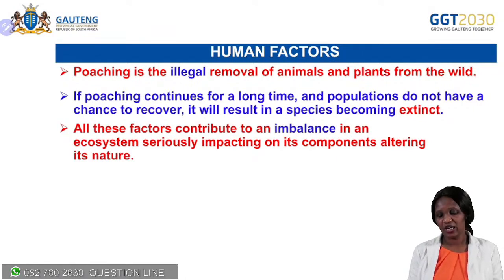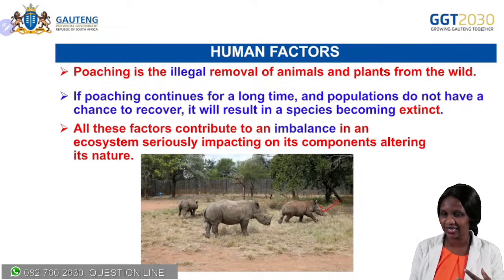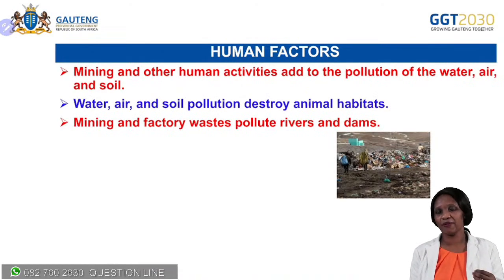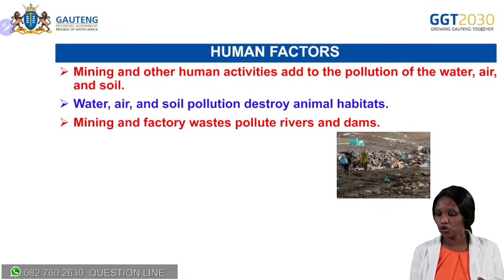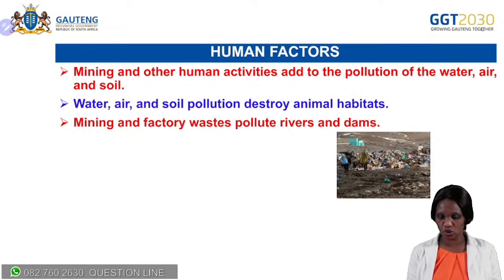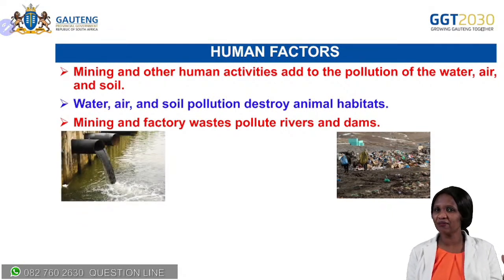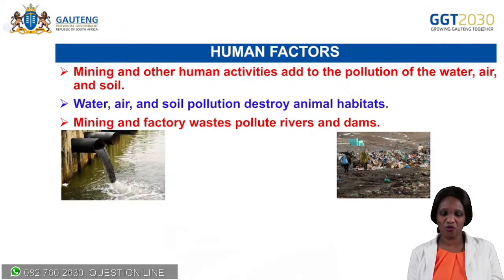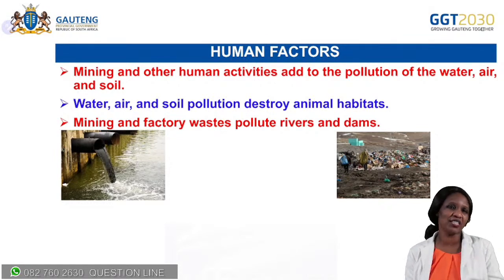All right. You can see a picture of rhinos there. They are on the red data list because people are poaching for them. And then mining and other human activities add to the pollution of water, air, and soil. Right. Look at that picture. Human beings are littering and they are dumping their litter almost everywhere. In each and every corner there is litter. Even the factories are dumping their waste in rivers, and marine life is suffering.